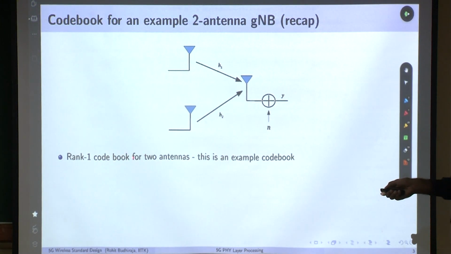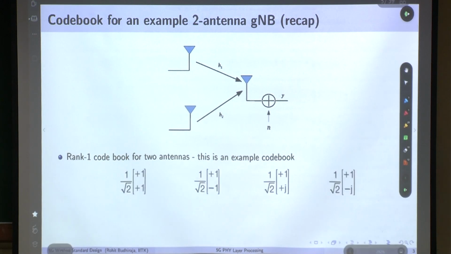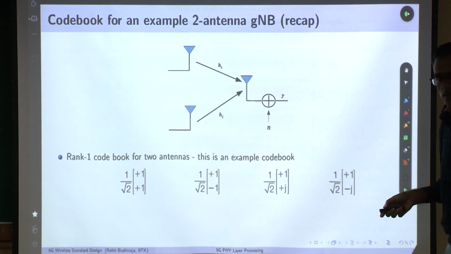What I have given you is the codebook for 2 antennas. If there are more antennas, the codebook will accordingly have to be different, and these codebooks are defined in the standard for different numbers of antennas. So the idea is readily extendable to any number of antennas at the base station, but the UE only has 1 antenna.